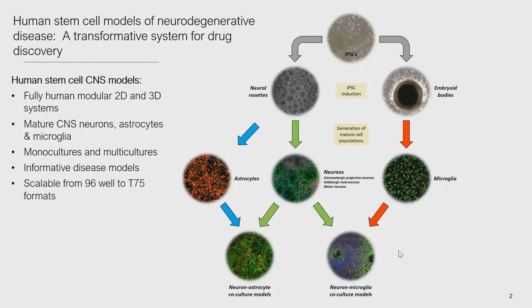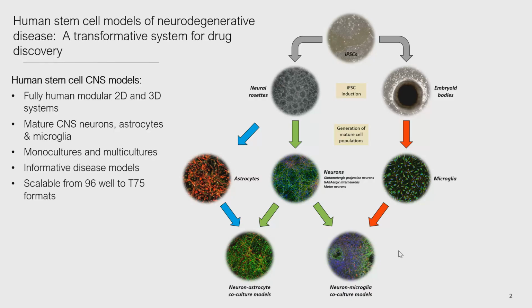The vast majority of our work is based on iPS-derived, fully human CNS models that we generate ourselves. So we work with a range of different iPSC lines from different genetic backgrounds, and I'll come on to that in more detail. And we differentiate the iPSCs down either a neuronal lineage to generate astrocytes and different types of neurons, or towards microglia. We can then work in these systems in a very modular way.